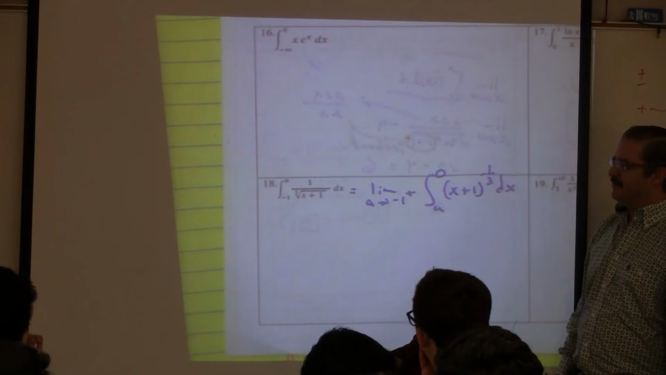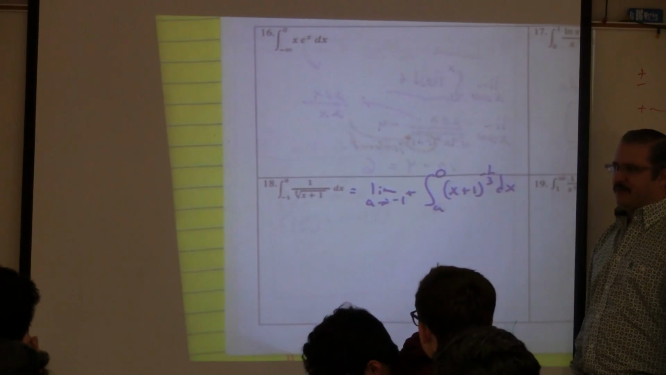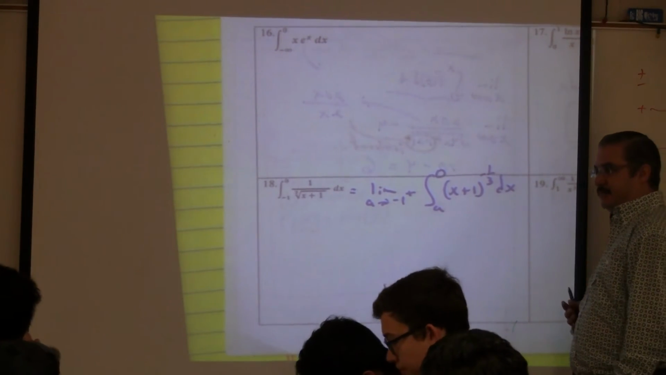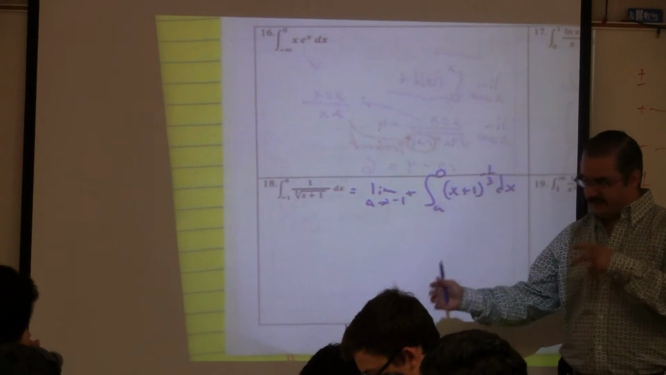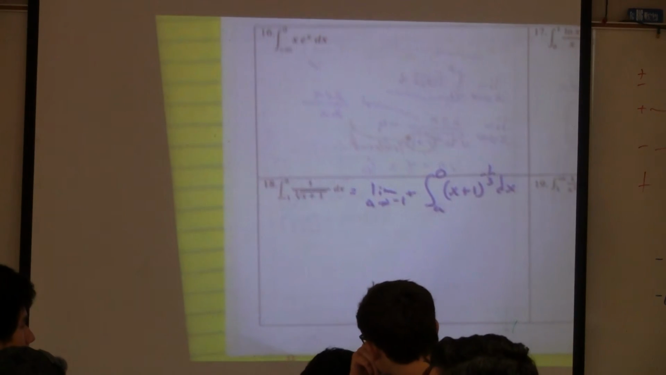Why would this one converge? What would happen if you went to infinity? It would diverge, right? But because I'm going to technically 0, it would converge. So let's see if that actually happens. Let's see if we end up with a finite number.